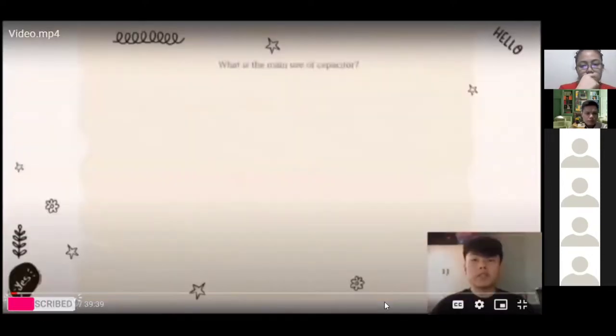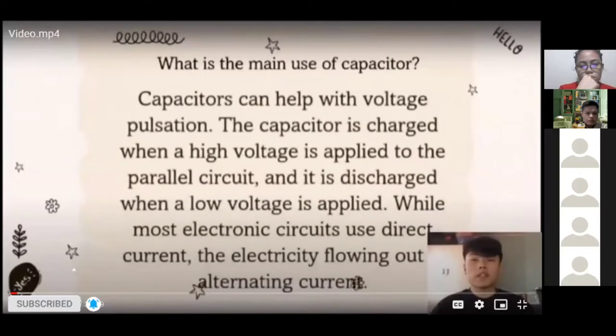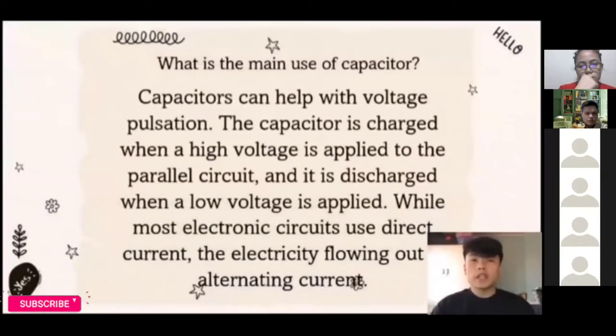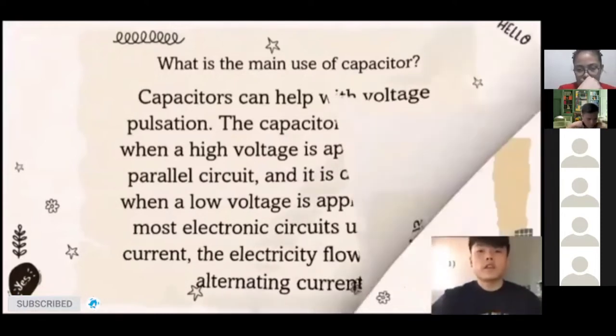What is the main use of a capacitor? Capacitors can help with voltage pulsation. The capacitor is charged when a high voltage is applied to it, and discharges when a low voltage is applied. While most electronic circuits use direct current, the electricity flowing out is alternating current.